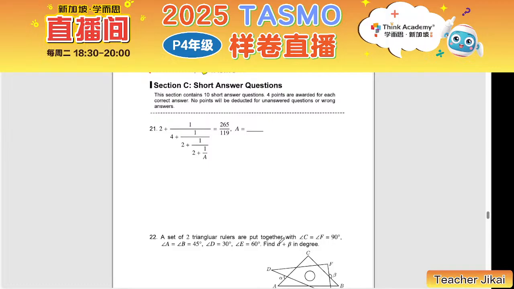For this question 21, it's about the calculation, just the fraction calculation. You just do it again and again: you peel off the first layer, second layer, third layer, fourth layer, and then you know the answer. It's just about the calculation.